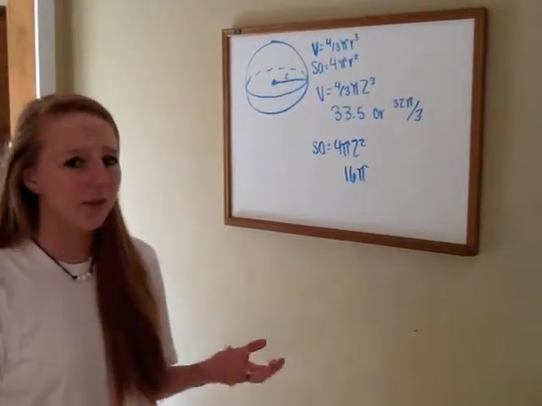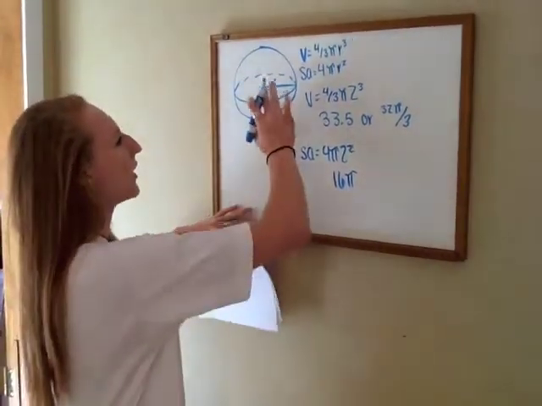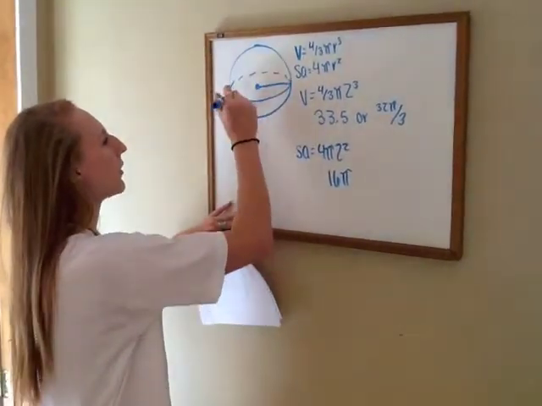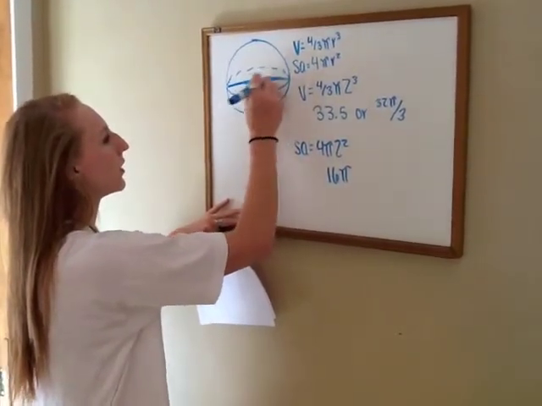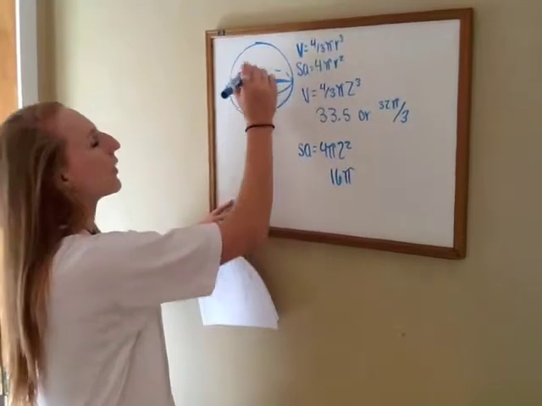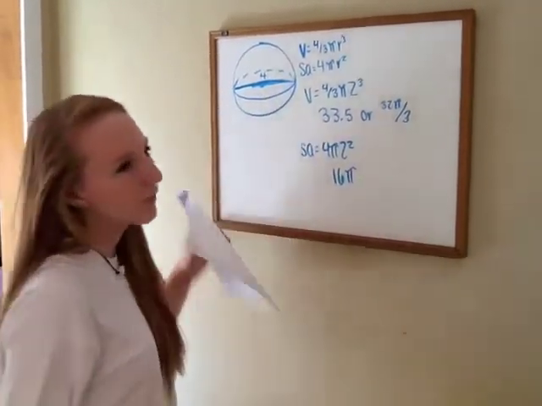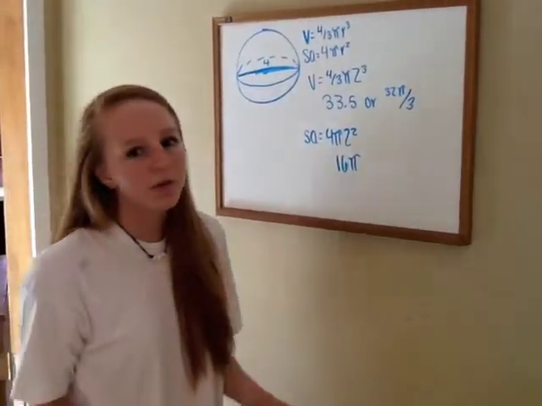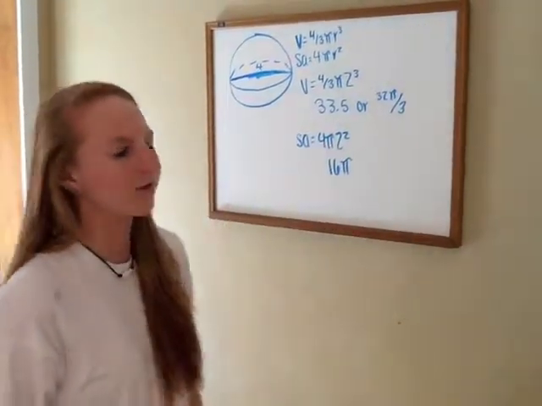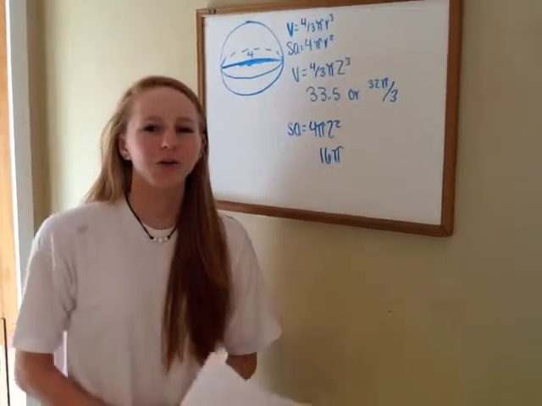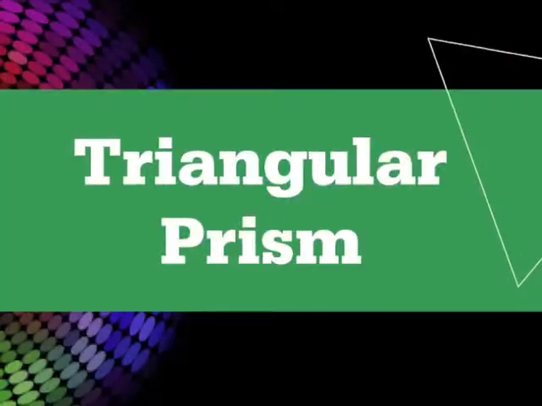Teachers could ask this different ways. They could give you the radius or they could give you the whole diameter. And if they give you the whole diameter, say this entire thing across was 4, then you would divide that by 2, and you get 2 as your answer, so then you plug in 2 for the radius. So that's how you find the volume and surface area of a sphere.